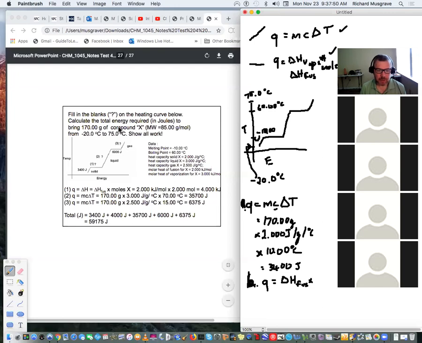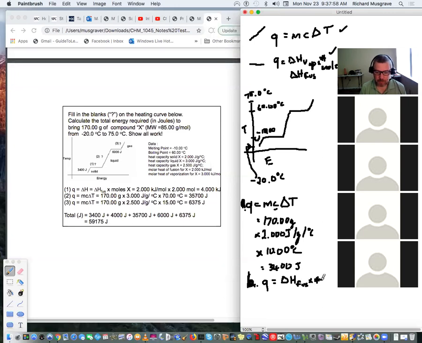We do have the molecular weight and the mass here. So what I can tell is that we're looking at 2.00 moles, so it'd be the number of moles. The delta H of fusion is the molar heat of fusion, and it's 2.000 kilojoules per mole. That's times the number of moles, which is 2.000 moles as well. Now we're looking for a value in joules, so we have to do a conversion along the way to get it into joules. So that should be 4,000 joules. Does anybody have any questions?